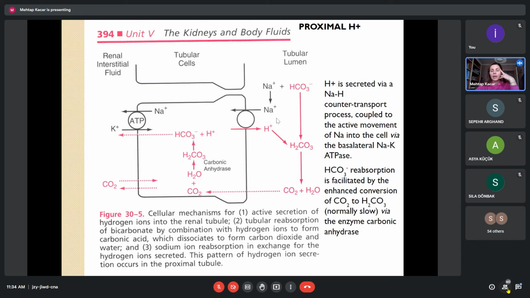You can see here again the secretion process. Carbonic acid generates inside the tubule lumen and dissociates into water and carbon dioxide. Carbon dioxide enters the cell, and together with water gives carbonic acid, and this carbonic acid dissociates into bicarbonate ion, and this bicarbonate ion enters the blood, and hydrogen ion is again secreted into the lumen.